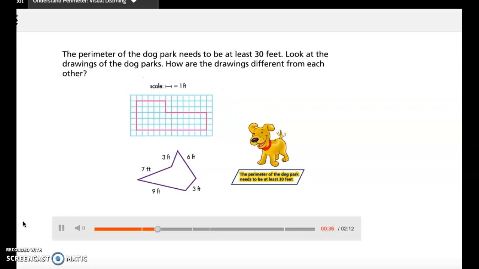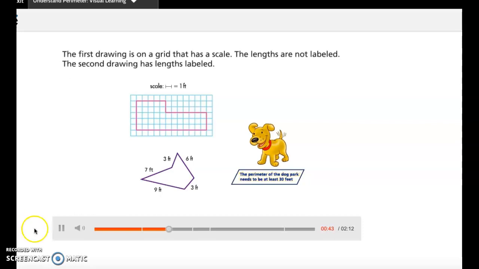Look at the drawings of the dog parks. How are the drawings different from each other? The first drawing is on a grid that has a scale. The lengths are not labeled. The second drawing has lengths labeled.